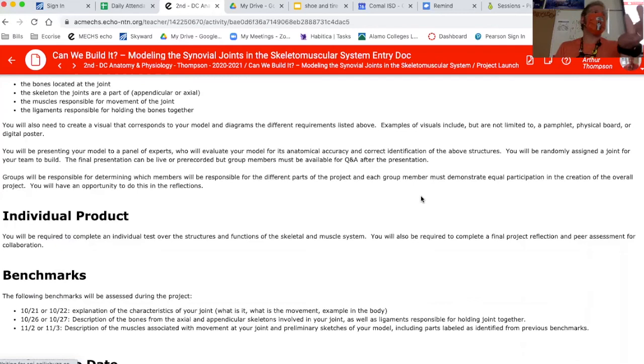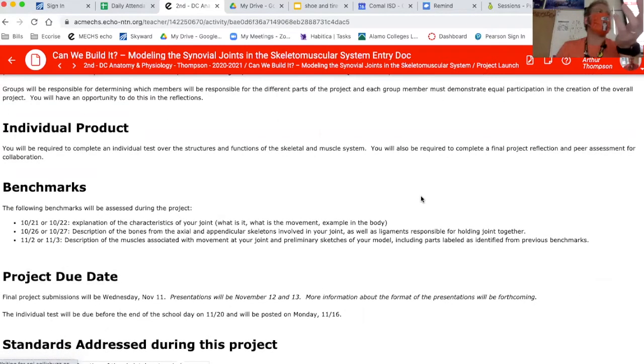Individually, there's going to be a unit test over skeleton and muscles that will open up the week after presentations are due. You'll also have benchmark and final reflections and peer assessments as we go through, and then the final wrap up. Benchmarks, if you're writing these down in the calendar, these are also in the project calendar in the project launch folder. First benchmark is next week, where you give me the characteristics of what your joint is.